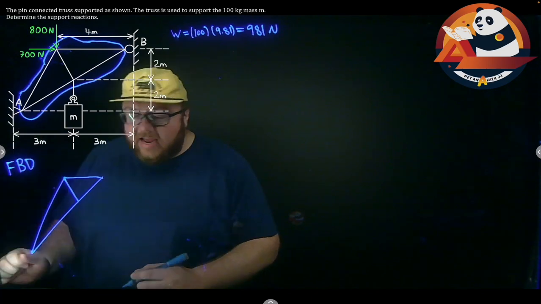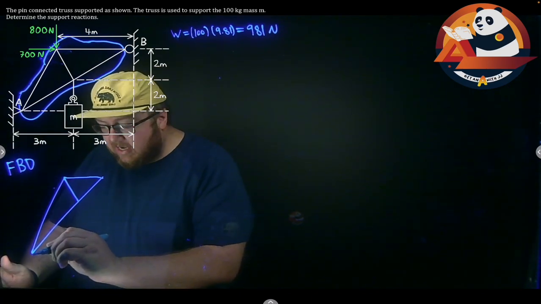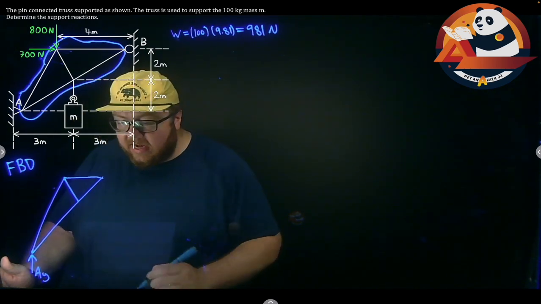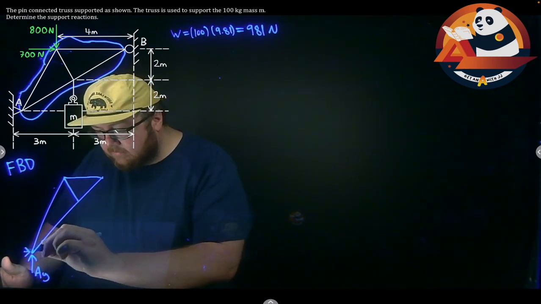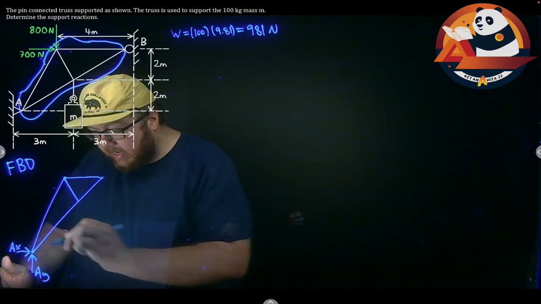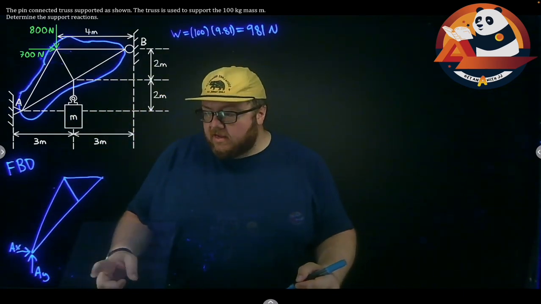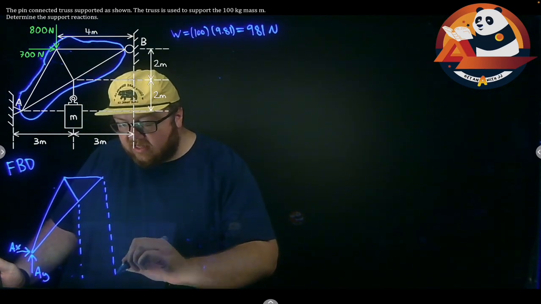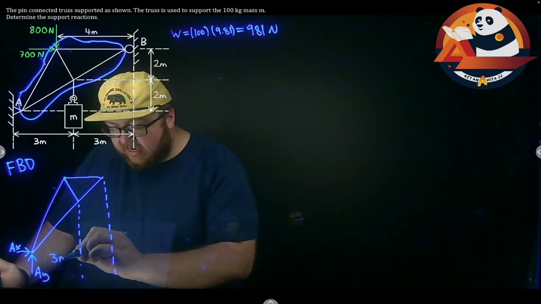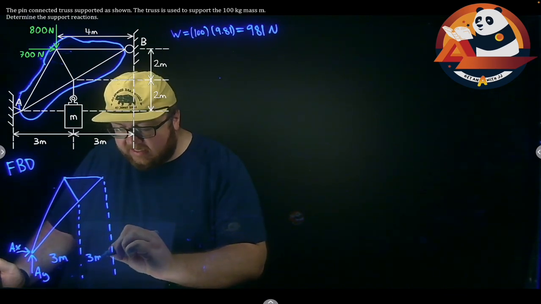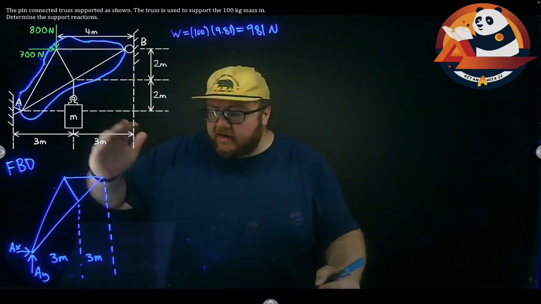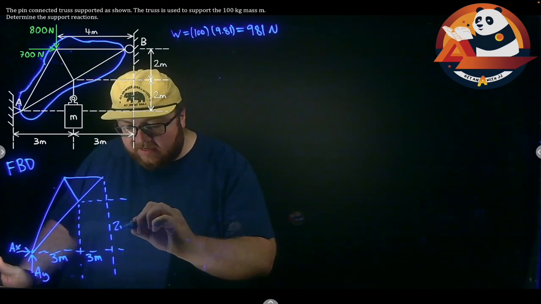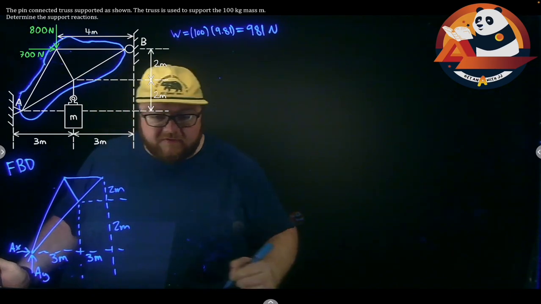So let's tackle A. At A, I have a pin, so I'm going to put in an AY and an AX. As I go across this, both of my sections in here, despite what they look like, are really 3 meters wide. Both of them. Again, not to scale is okay. I'm going up to this point vertically to where the weight was hanging. That's 2 meters. And then it's 2 meters to get to the very top.